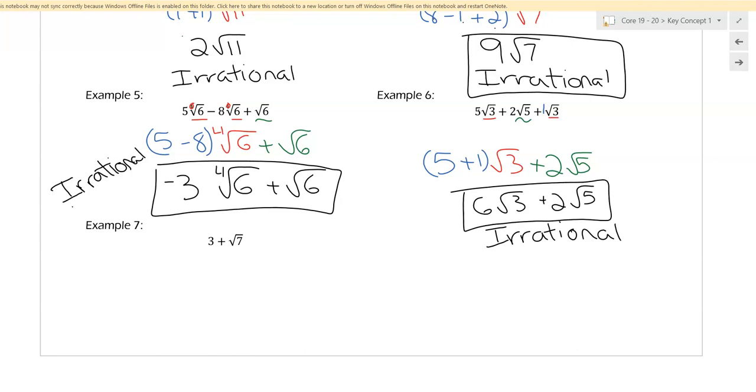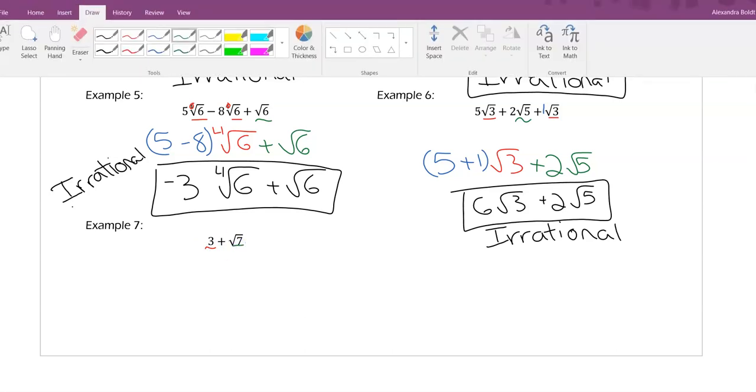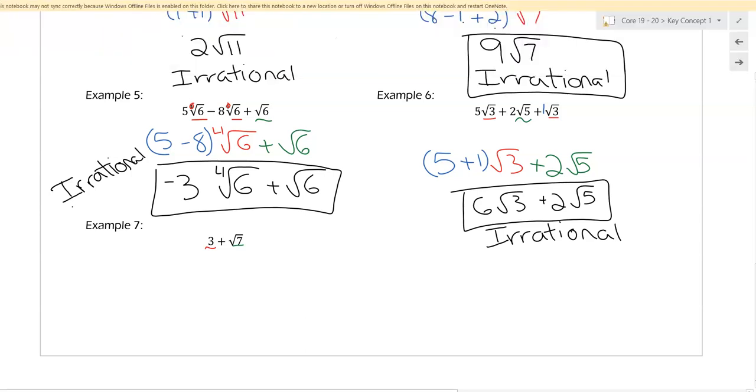Example 7, 3 plus square root 7. If you look, this one doesn't have a radical at all. This one does. They're still not the same. I can't actually do anything here, okay? This is just the answer. It does not change. So if you can't combine anything, your answer is just exactly what that is, okay? So 3 plus square root 7, and that is the same thing, it's irrational. Because we do have a square root in the answer that doesn't simplify.